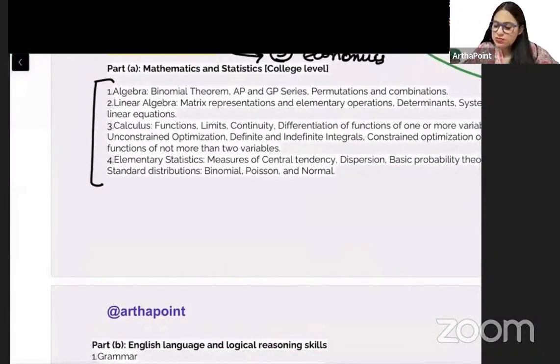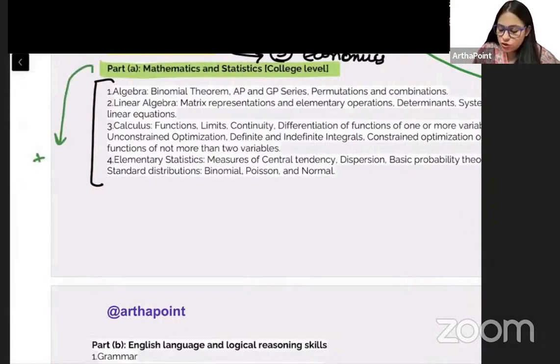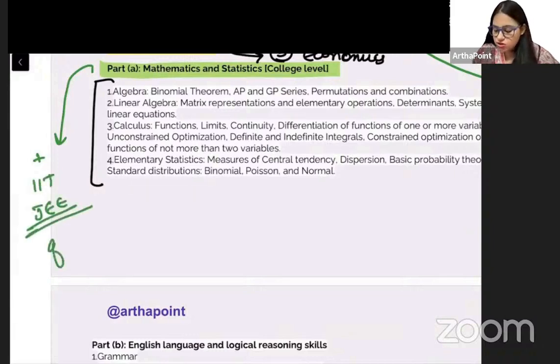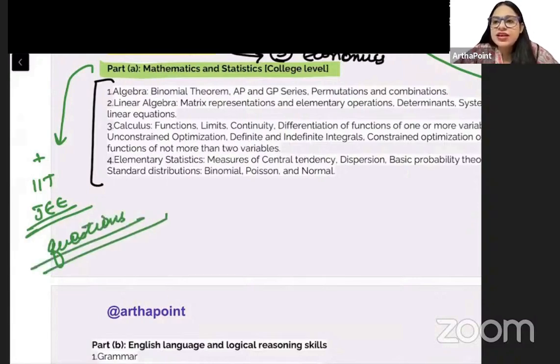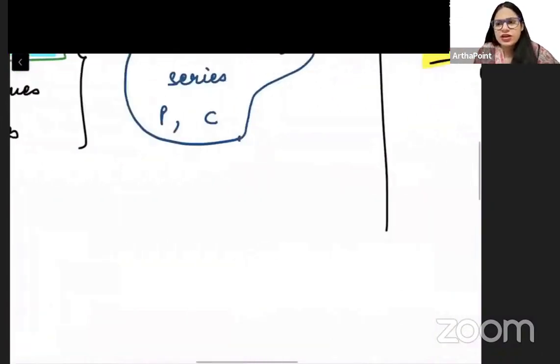So first, in the syllabus, we will look into the maths and stats level. It says college level, but as I have told you, you need to do IIT JEE questions. I have completely analyzed the paper and realized that IIT questions are coming very frequently in your exam. For example, it will not be very difficult.